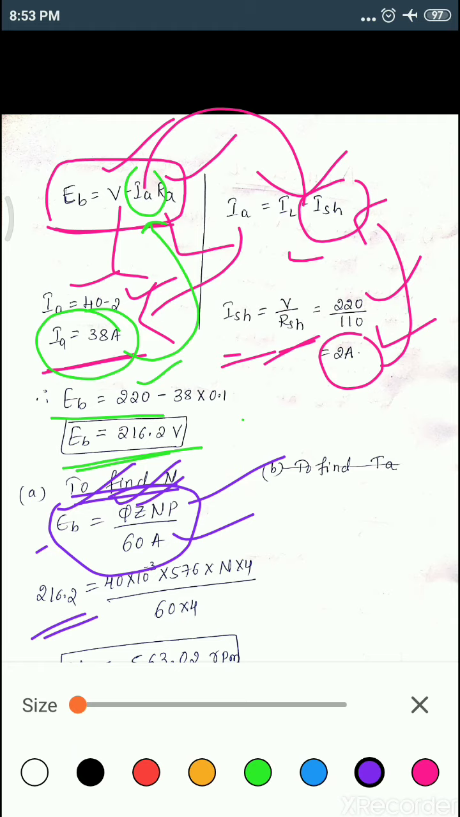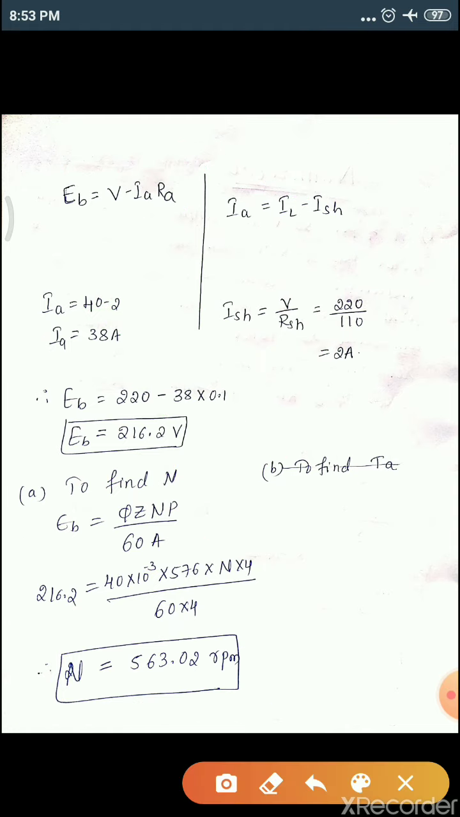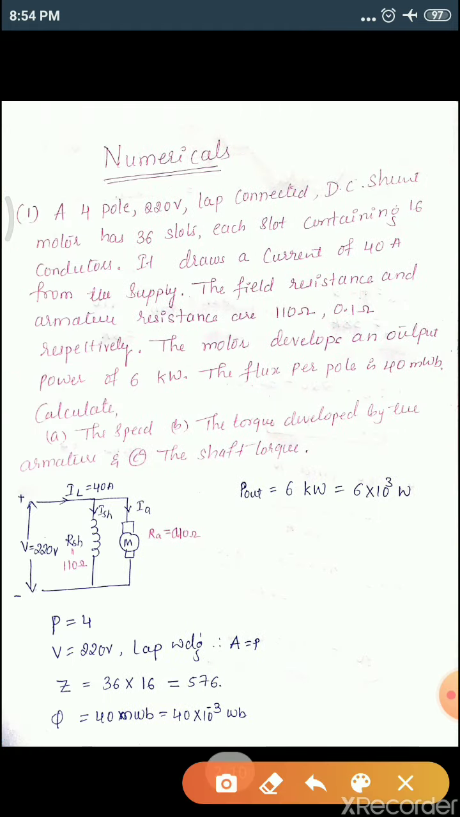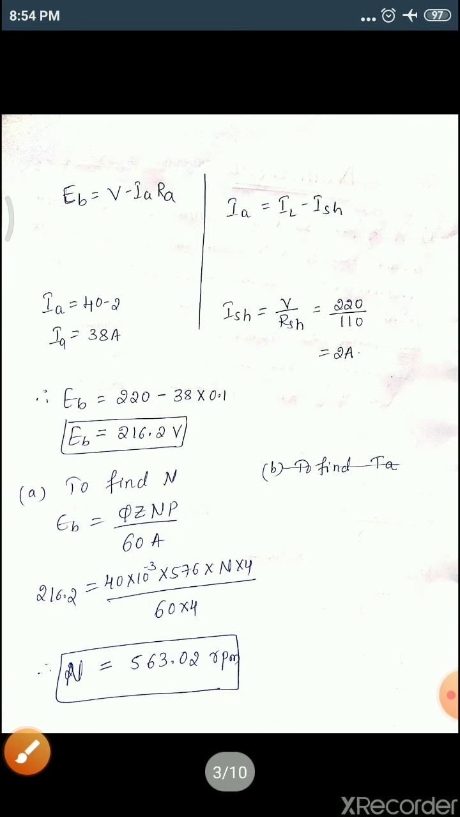Therefore, calculate by substituting all the values, and you will get n as 563.02 rpm. You just calculate and check the answer. The second part they have asked us to calculate is the torque developed by the armature, TA, and TSH. We'll see how to calculate this TA and TSH.